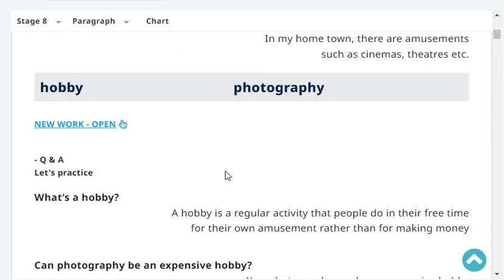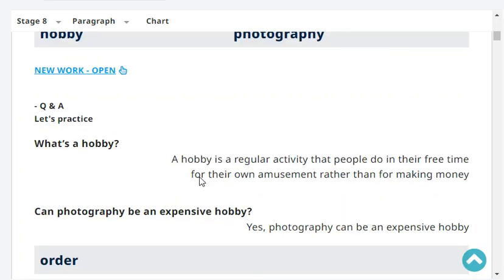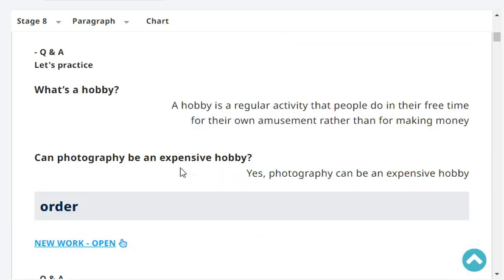A hobby is a regular activity that people do in their free time for their own amusement rather than for making money. Can photography be an expensive hobby? Yes, photography can be an expensive hobby.